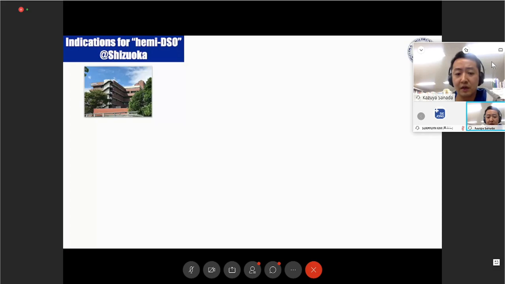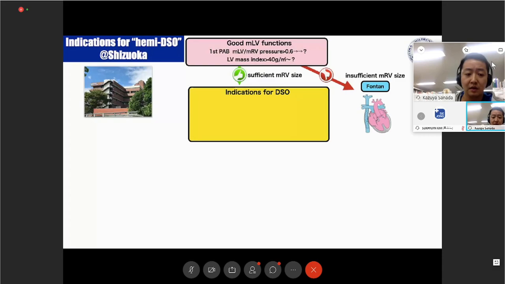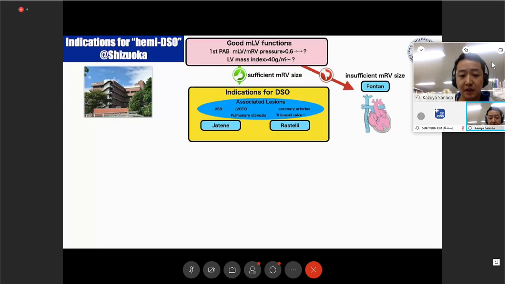In this flowchart you can see, patients with good morphological left ventricle function, for example, LV over RV ratio greater than 60% after PA banding, myocardial mass index greater than 40 grams per square meter measured by MRI, and sufficient RV size are considered indications for anatomical repair. Then we confirm that the morphological RV volume measured by MRI is greater than 80% of normal RV for Japan candidate and greater than 120% of normal RV for Rastelli candidate.